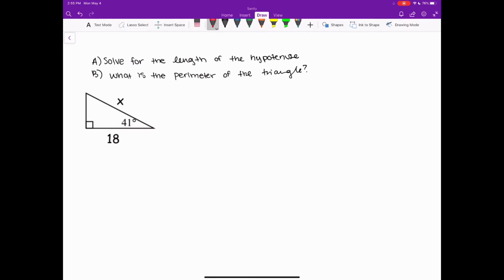So this one here, I want you to solve for the length of the hypotenuse, and then I'm throwing in a little challenge question, and I'm asking what would the perimeter of the triangle be? So let's just focus on part A for now.